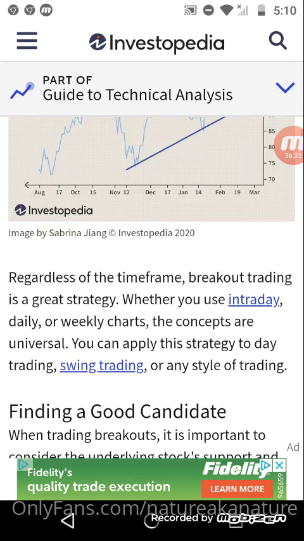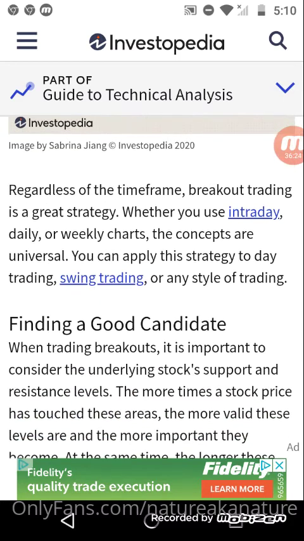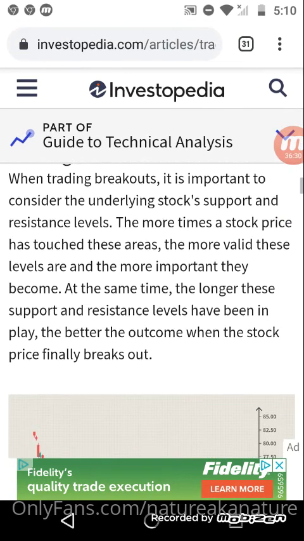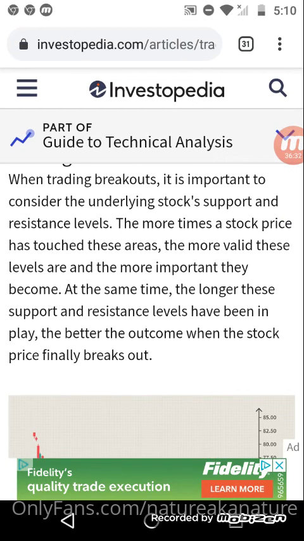So in this example, it finally breaks out and it makes a bullish breakout. This is a bullish breakout. Once it makes a bullish breakout, you see that as price was consolidating various times, price patterns will occur over the price changes.